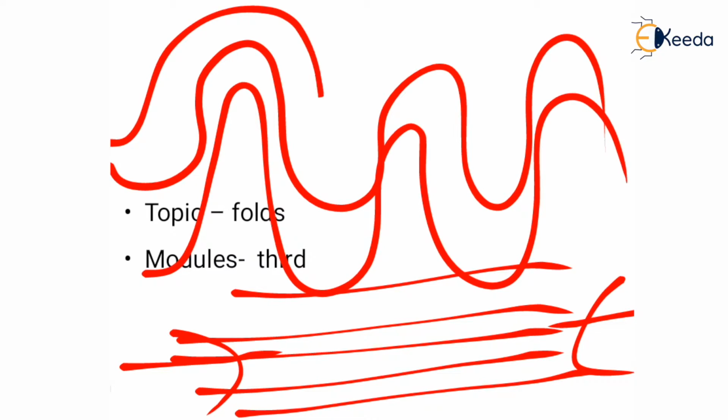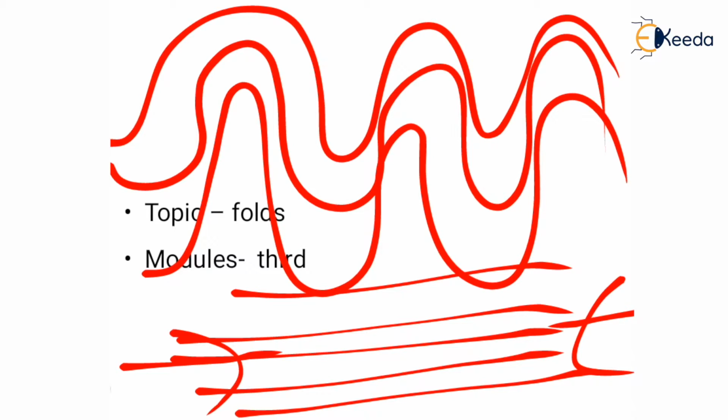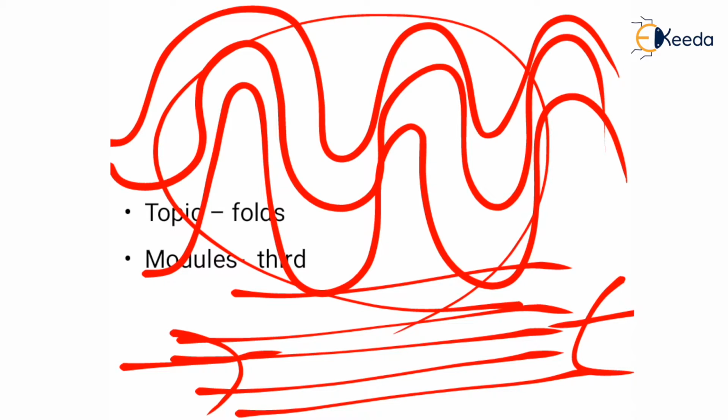This wave-like pattern develops on the rock surface, or basically in sedimentary rock. So this structure is called a fold, and this whole activity is called faulting. Again, understand properly once again.